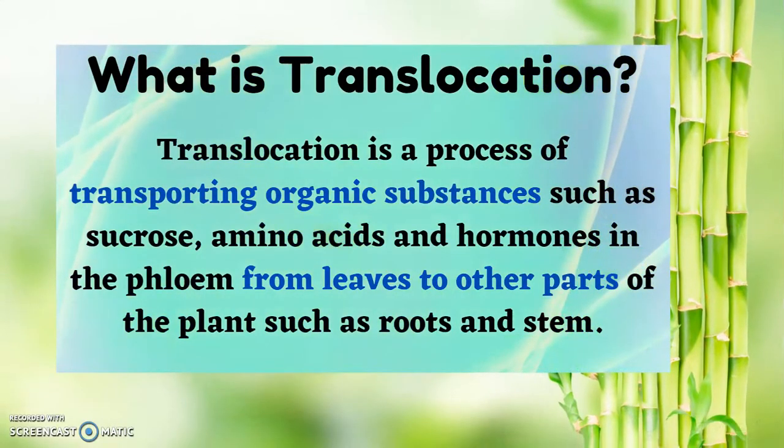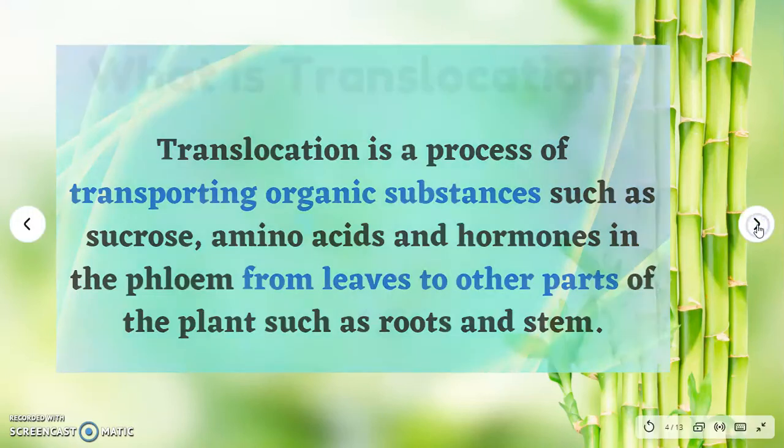So what is translocation? Translocation is the process of transporting organic substances such as sucrose, amino acids and hormones in the phloem from the leaf to other parts of the plant such as roots and stem. Okay, that is the meaning of translocation. It is the process of transporting organic substances from the leaf to the other parts of the plant.